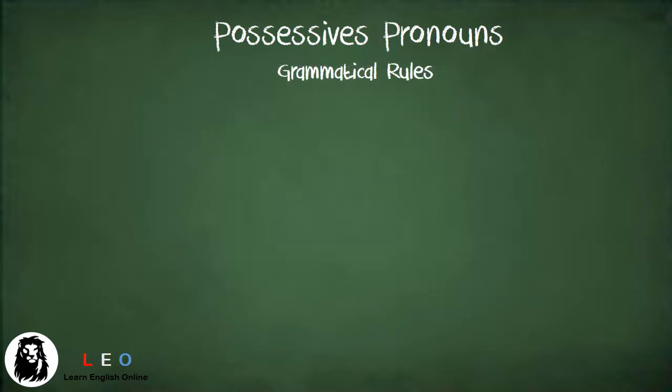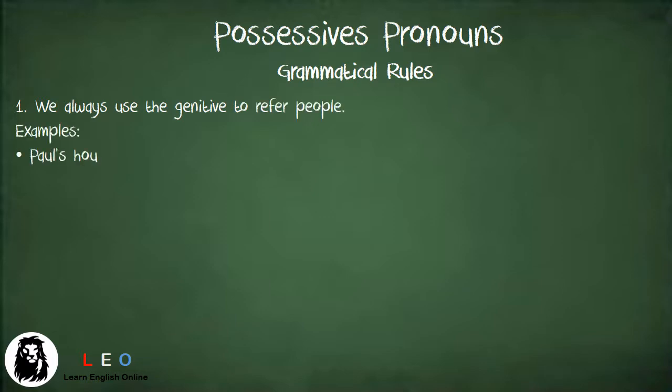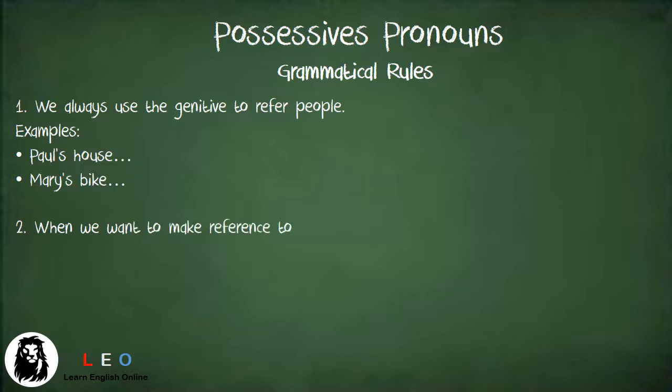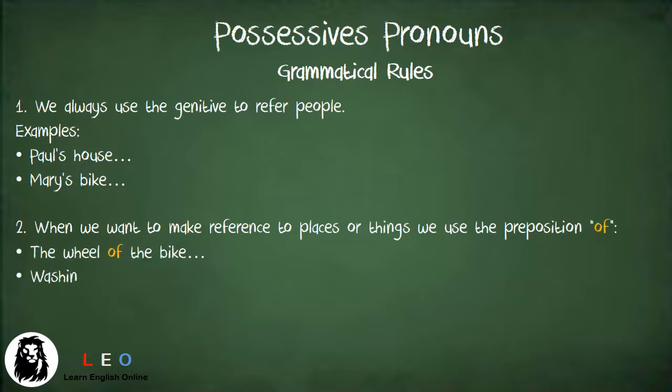Let's see the grammatical rules. We always use the genitive to refer to people. For example, Paul's house, Mary's bike. When we want to make some reference to places or things, we use the preposition "of". For example, the wheel of the bike. Washington is the capital of the United States.